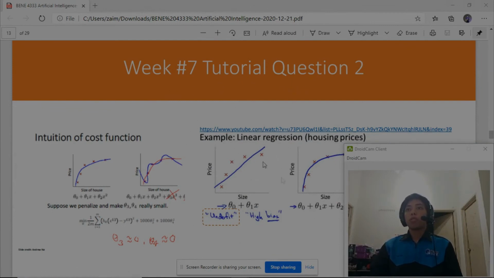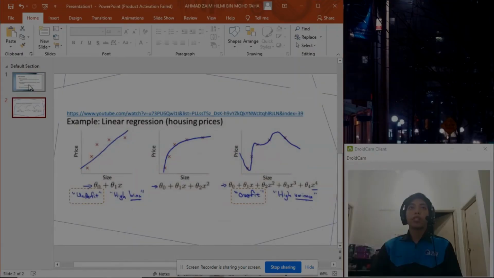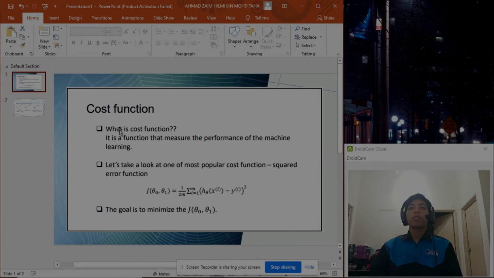I would like to explain the week 7 tutorial question number 2. So this is the question. Let's begin by explaining what a cost function is. A cost function is a function that measures the performance of the machine learning model. This is an example of the most popular cost function, called the squared error function. The aim is to minimize J of theta 0 and theta 1 over here.